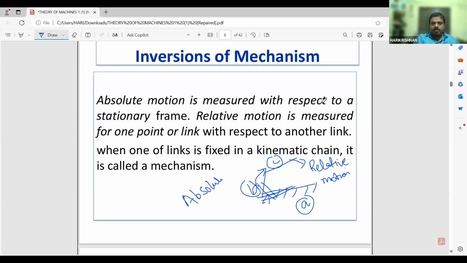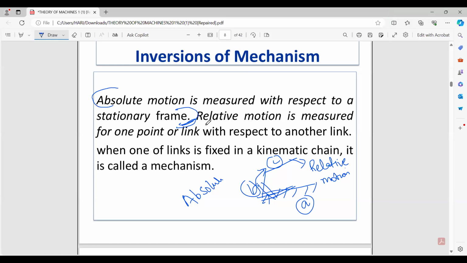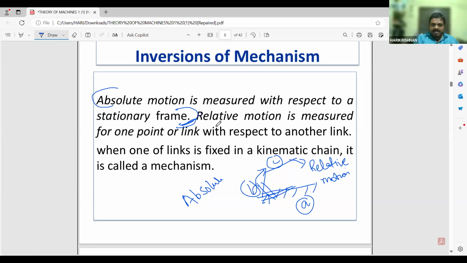When motion is measured with respect to a stationary frame, what kind of motion does it form? Absolute motion. Clear now? Relative motion means when you are considering B and C, B will be moving relative to C. So they come under relative motion. So this is the another criteria.